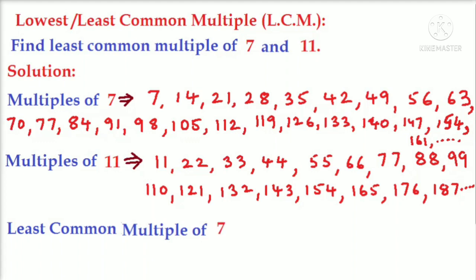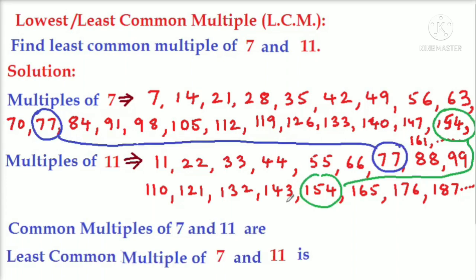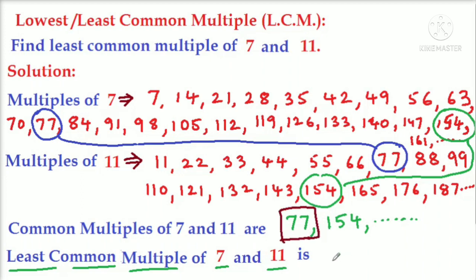We will also find least common multiple of 7 and 11. Here we can see the first common multiple of 7 and 11 is 77, and the next common multiple is 154, and there will be so many common multiples of both the numbers. But the least common multiple of 7 and 11 is 77. So 77 is our answer.